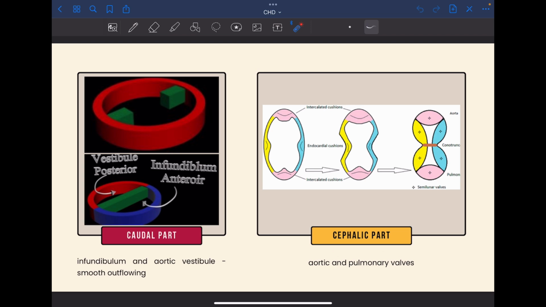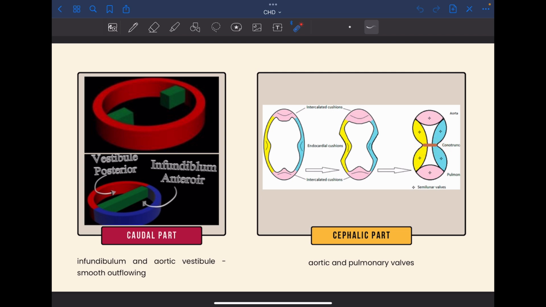So what happens is the most cephalic part will have 4 endocardial cushions forming: an anterior, a posterior, and a right and left. The right and left will continue to grow towards each other until they fuse, and then they will give us a posterior and an anterior orifice, basically your posterior, which is the aorta, and an anterior, which is going to be the pulmonary valve. Now, the anterior and posterior will not grow towards each other. The only ones that will grow are the right and left.